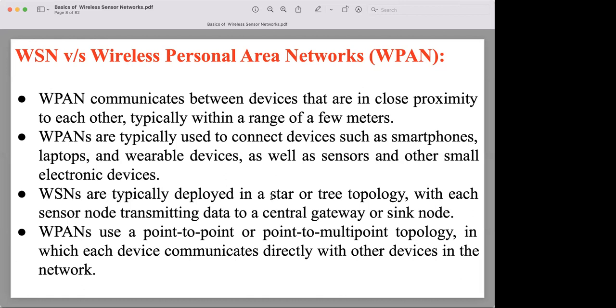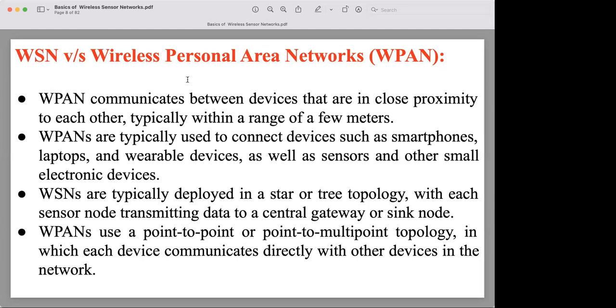And we already saw that wireless sensor network uses star and tree topology, and sensor nodes transmit the data. Wireless personal area network uses a point-to-point or point-to-multipoint topology. That means the devices can connect one-to-one or one-to-many and can communicate directly inside.